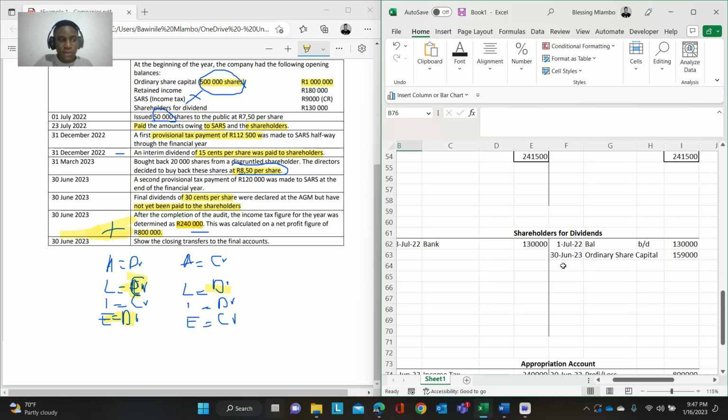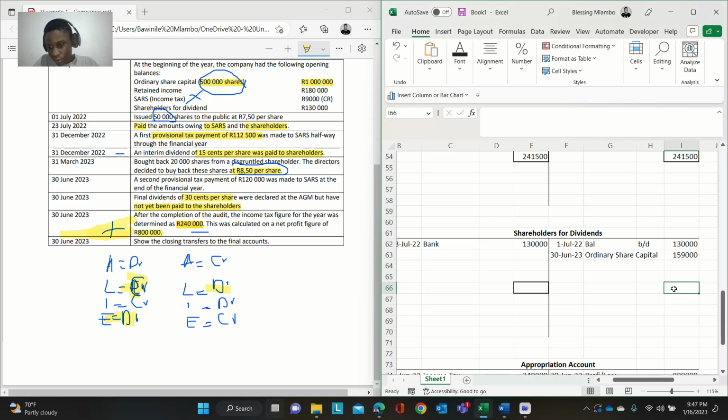So shareholders for dividends is a liability account, not an income or an expense account, because it refers to the money we owe to shareholders. So this liability account will have a closing and opening balance. So we're just going to see which side is bigger between the two.